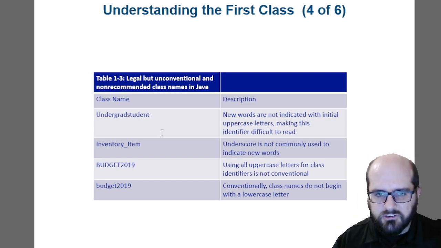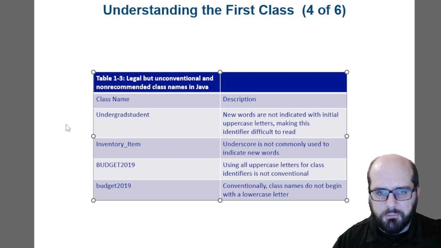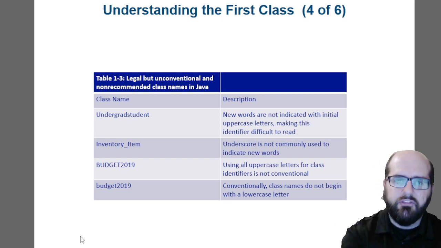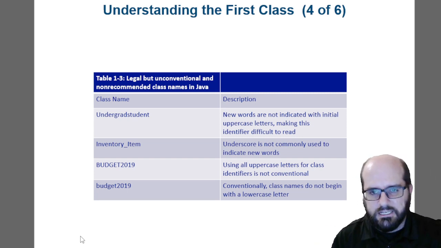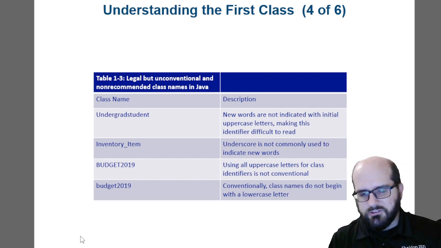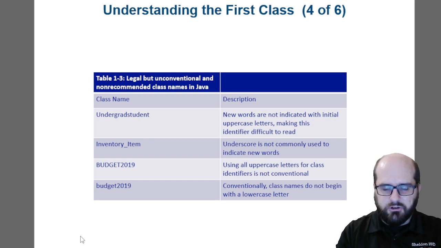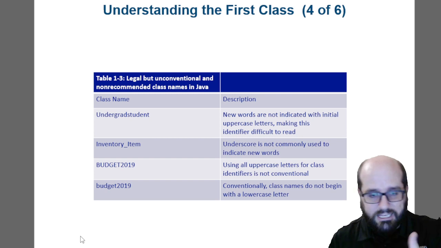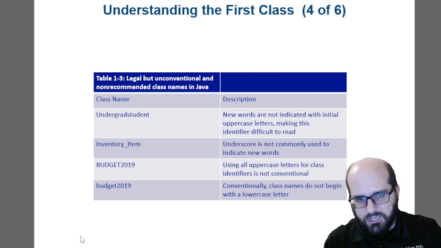In this case, this undergrad student doesn't follow proper naming conventions. New words should be indicated with uppercase letters. This makes it difficult to read. Inventory_Item with the underscore in the middle is allowed, but that underscore is more of a Python convention in the naming. For Java, we want to put no underscores in the name to indicate new words.